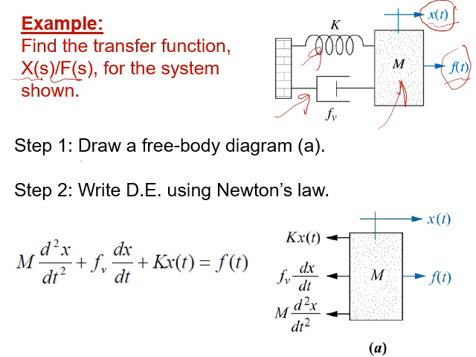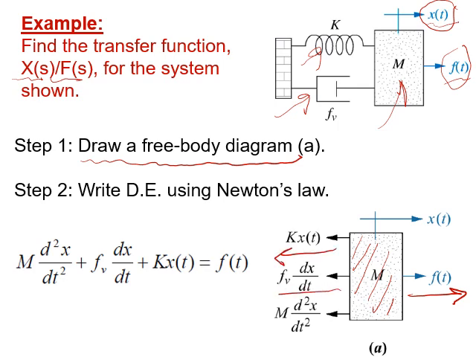So in step number 1, we are going to draw the free body diagram. What is the meaning of the free body diagram? We will put the mass, as you see here, and we will check the forces applied to that mass with the input and output. So we will find here that there is a force f(t) applied to this direction, and opposite forces will be developed by the three different elements. One of them is Kx, the other is Fv into dx/dt, and the third one is m into d²x/dt².